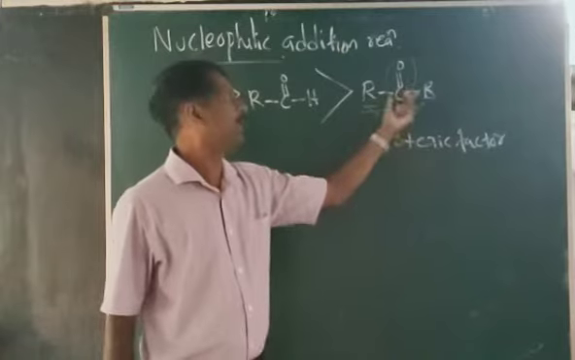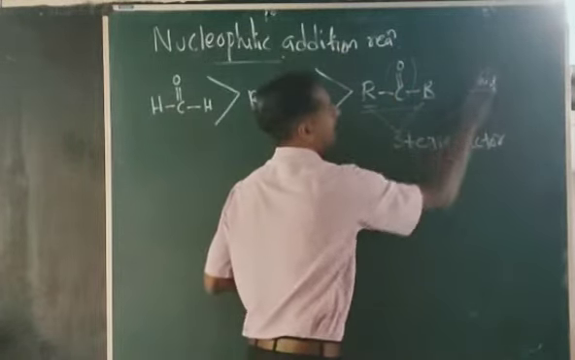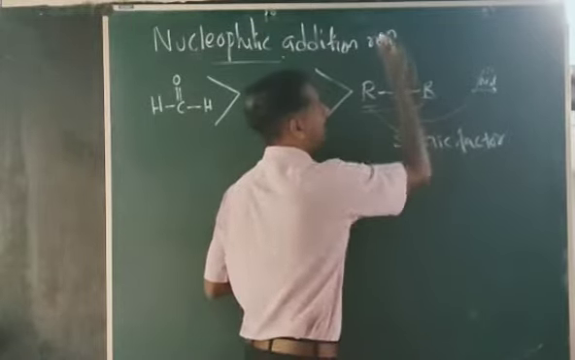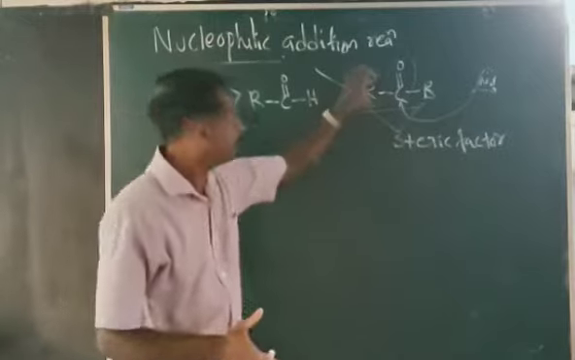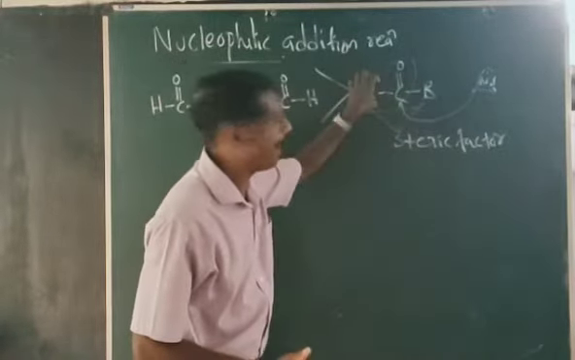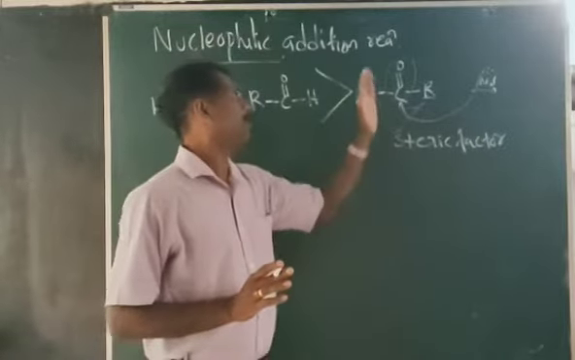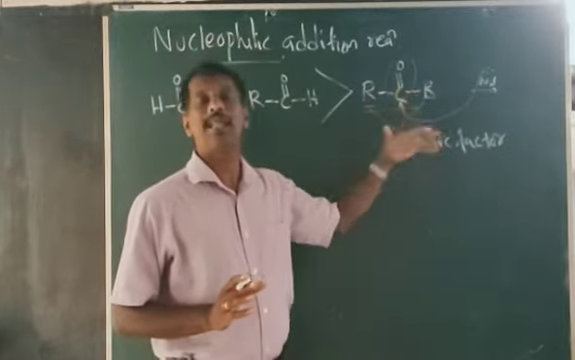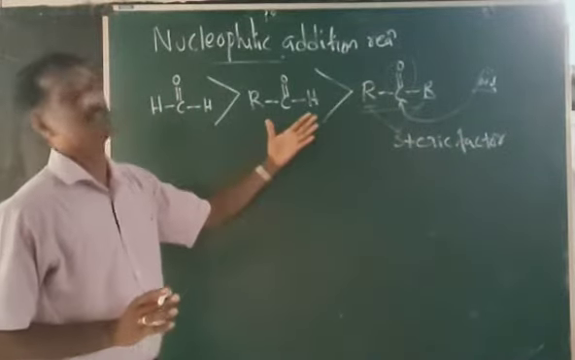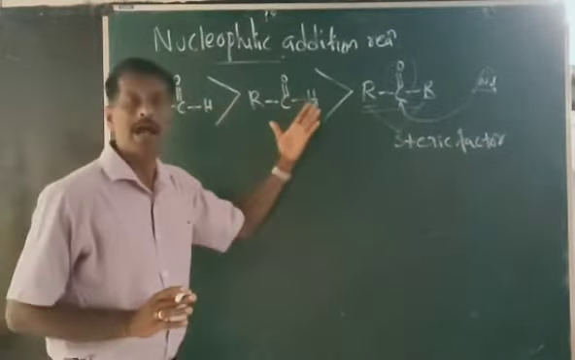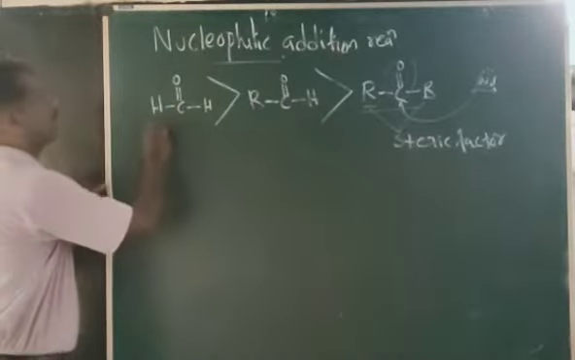That means the attack of the nucleophile on the carbonyl group will be hindered by the bulkier alkyl group. So therefore ketones are less reactive towards nucleophilic addition reaction when we compare with the aldehydes.